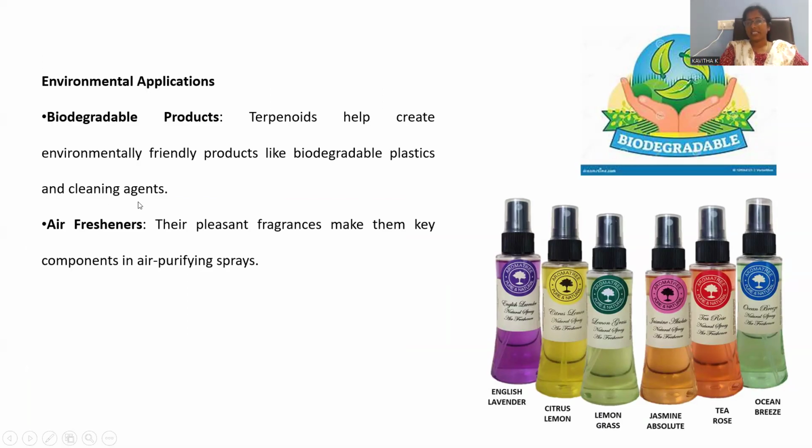and even in the cleansing agent, we can blend these terpenes. These terpenes are obviously natural products, right? Natural products can be blended with nature, so that these terpenes can be blended with the plastic, biodegradable plastics. They are used in the manufacturing of biodegradable plastics, and even the cleaning agents also can be manufactured.